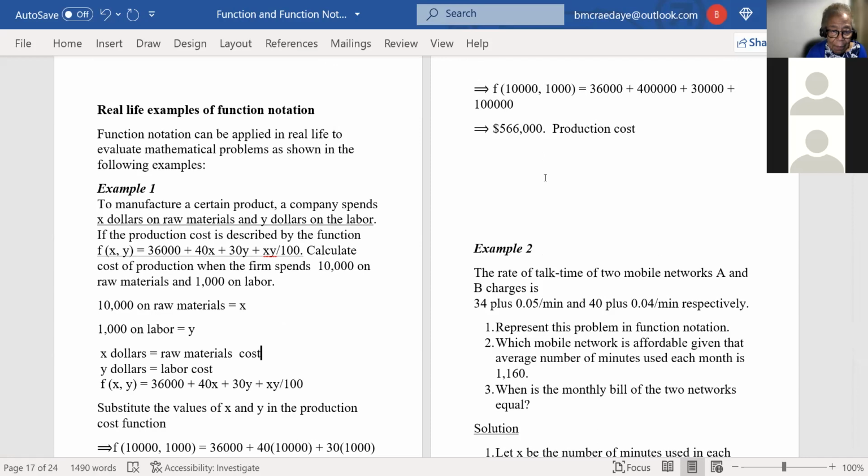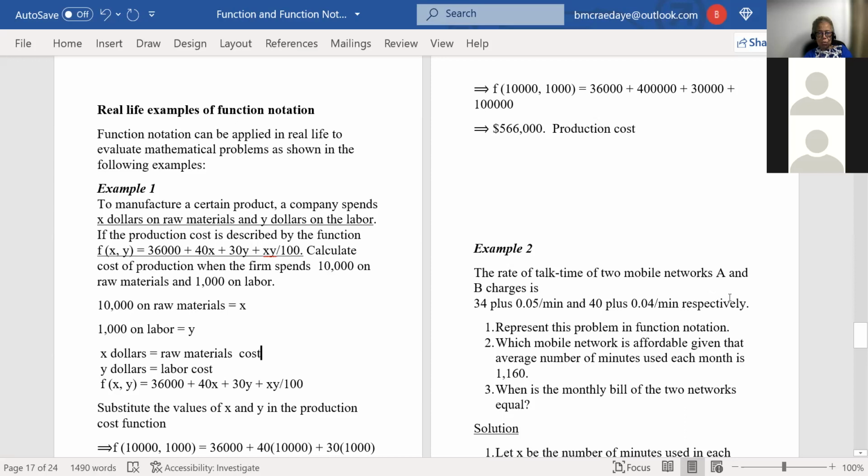Yeah. Okay. All right. Now let's do number 2. Latoya, read number 2. The rate of talk time of two mobile networks A and B charges is 34 plus 0.05 per minute and 40 plus 0.04 per minute respectively. Okay, that's 0.05 per minute, when you see that slash there, and 0.04 per minute.